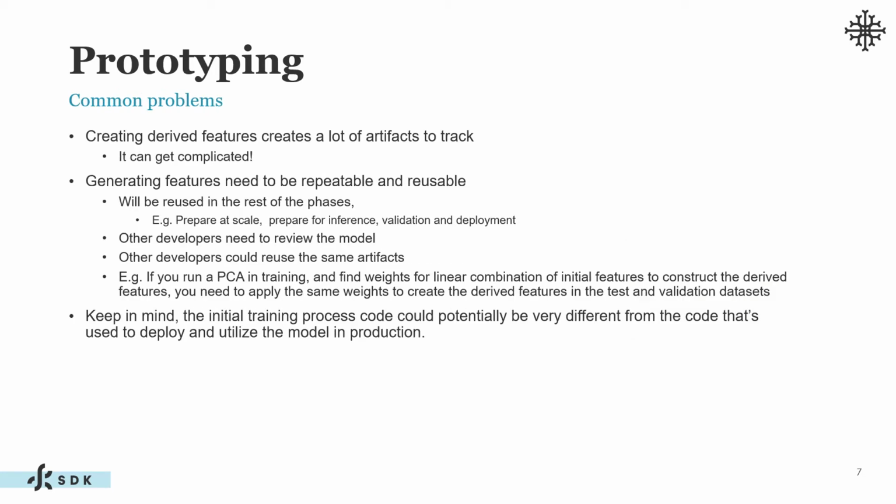So what goes wrong in this phase? It gets complicated. There's a lot of algorithms, a lot of features, and a lot of hyperparameters. They're not all going to be useful, but as we move towards choosing an algorithm, we need to start to track and version control what's been developed. Those features need to be reused in the rest of the phases. Other developers will need to review the model, and possibly other developers could reuse the same features I've developed in this model.